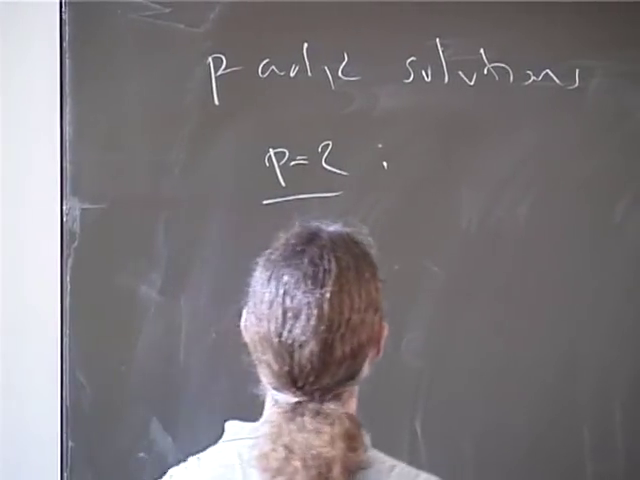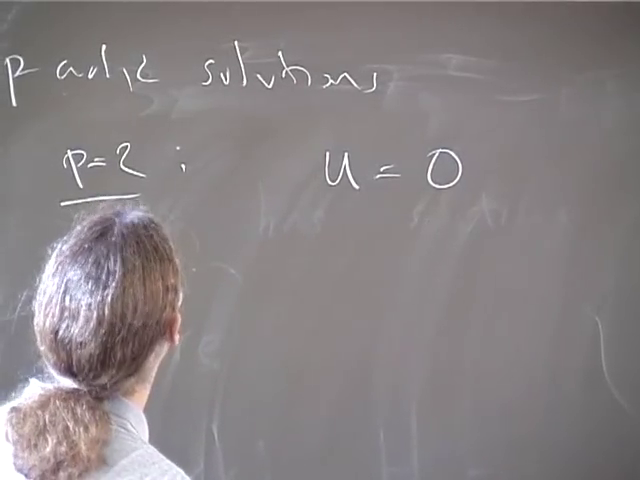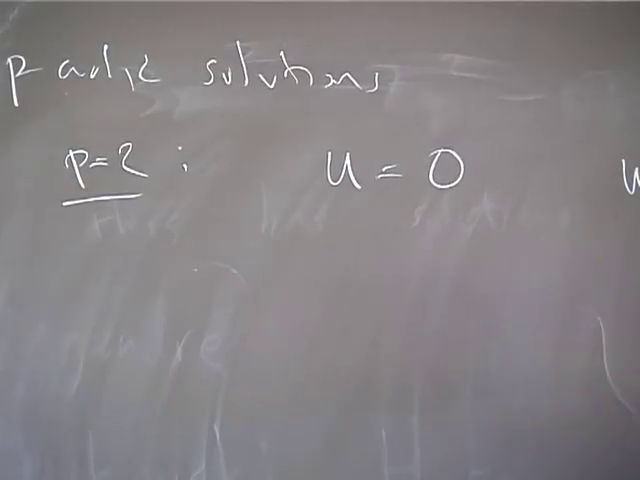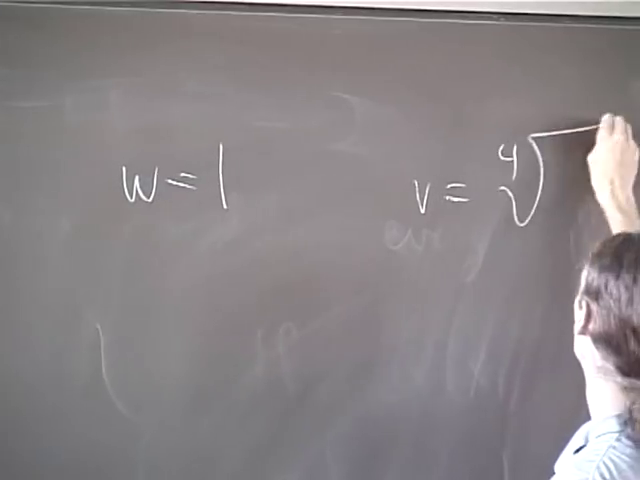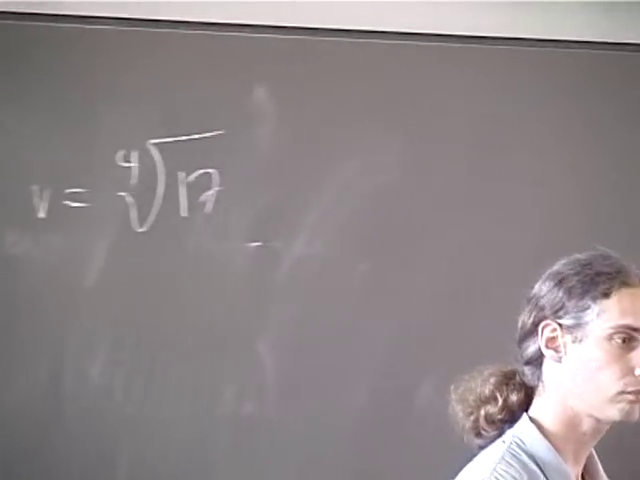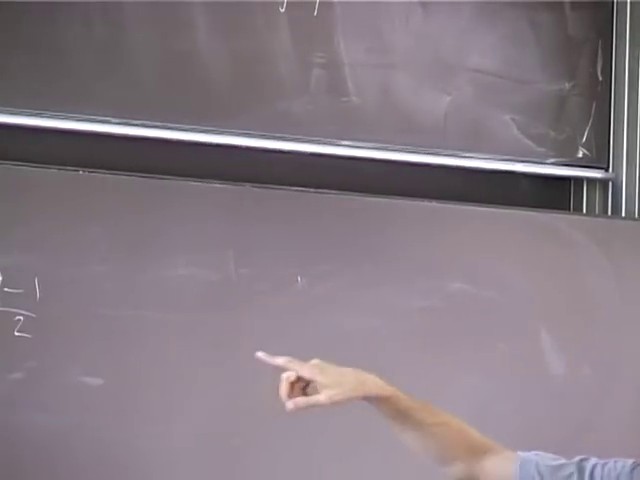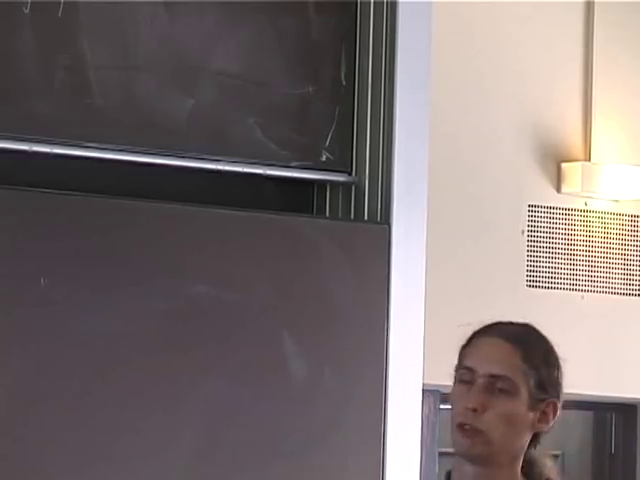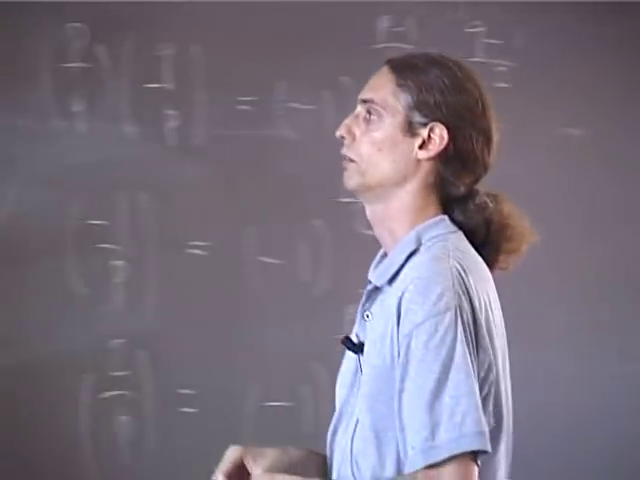Take u equal to 0, w equal to 1, and v equal to the 4th root of 17. So 17 has a square root in Q2. And if you choose the appropriate square root, it'll be 1 mod 8, and so you take the square root again. So there is a 4th root.